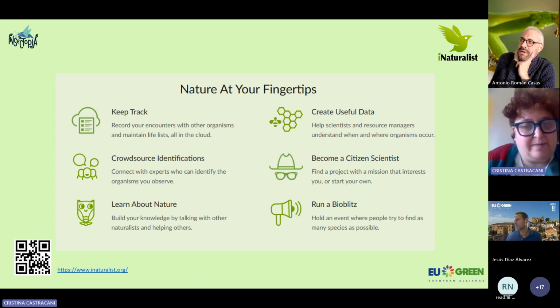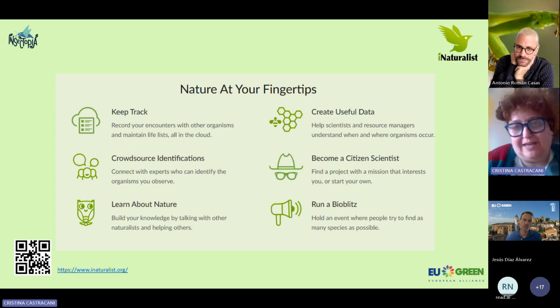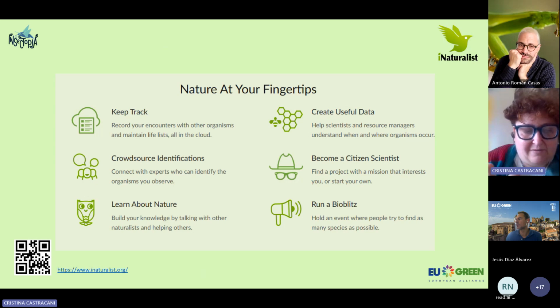You are connected with experts who can identify the organism you observe. You learn about nature. You can create useful data, and in iNaturalist you can also download the data that were collected by the community. So you can become a citizen scientist, and you can run a BioBlitz. One interesting thing in iNaturalist is that you can open what they call projects. You can create a project that is focused on a specific species, on a specific place, or on something else, and you are asking people to collect specific pictures that are focused on your project.